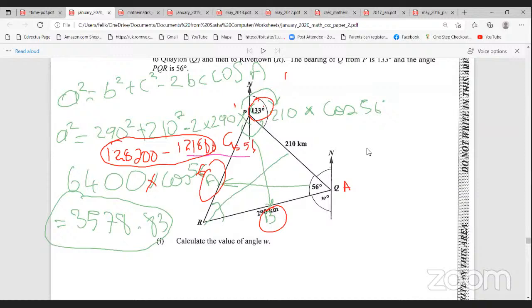So what I want you to do now is put it in your calculator. I want you to do it two ways to double check. One way is to put in your calculator 128,200 minus 121,800 cos 56 as it is. Tell me your answer. The second way is to work out this part and then subtract it from the 128,200 and tell me the answer. Let's see if both answers are the same.